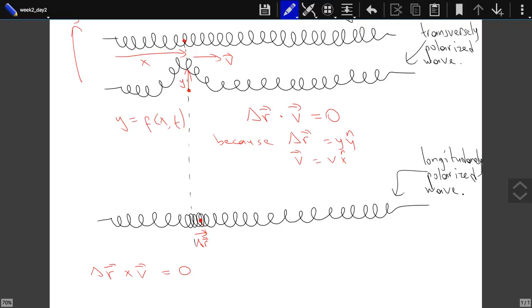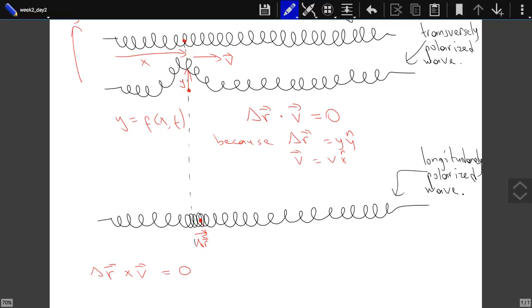Well, let's see. What is the direction of the momentum in this spring? Well, let me look at here. In which direction is this particle moving? It's moving forward. The wave is moving forward.